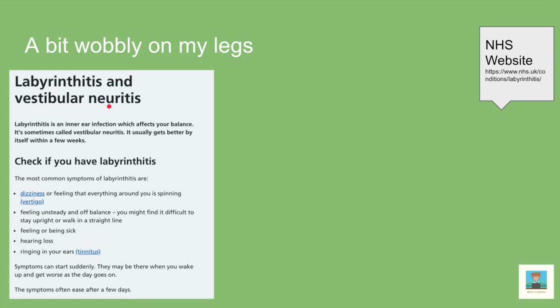We're going to be going through the information off the NHS website, and I'm just going to pick out a few bits of language and a few bits of pronunciation that you might find useful. So, labyrinthitis is an inner ear infection. So this pronunciation here, ear infection, which affects your balance, and it usually gets better within a few weeks. The common symptoms, of course, are dizziness, vertigo, feeling unsteady and off balance, so being a bit wobbly there.